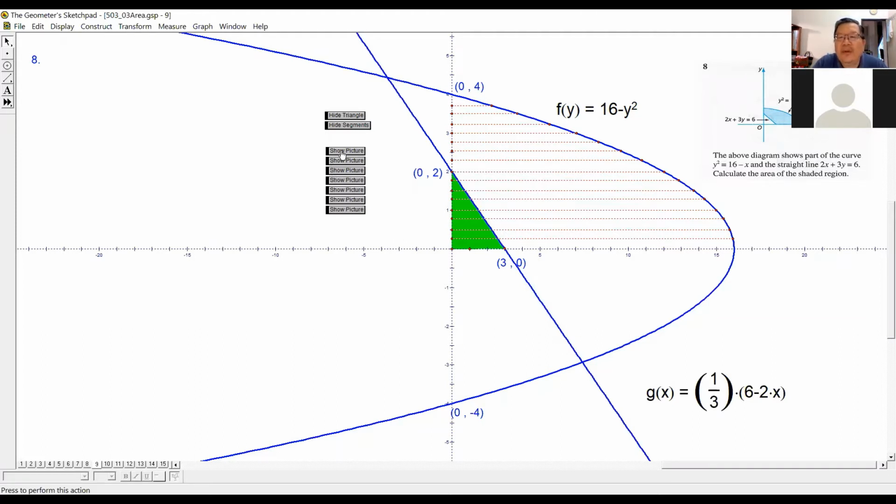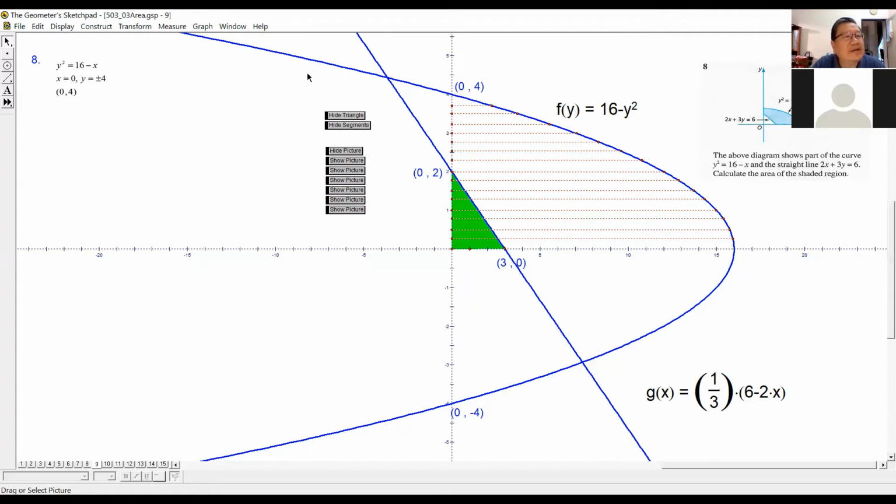Now, before we can integrate with respect to y, we must know the limits. The limits are these points here: 0, 4; 0, 2; 0, 0; and 3, 0. These points are not given in the question, so we have to solve for the points. If you want to solve for this point here, 0, 4, you have to find the intersection between the curve and the y-axis.